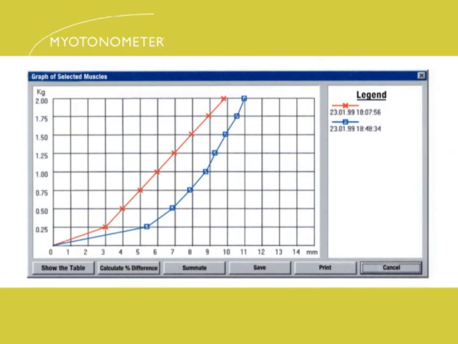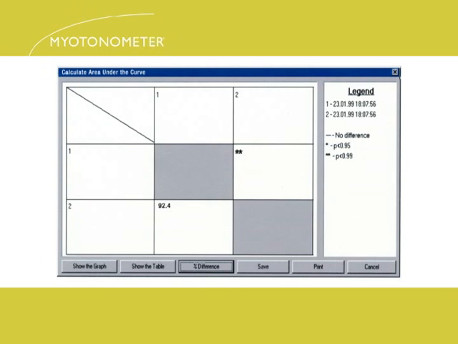The next screen shows an example of hypertonia. In this case, the involved or contralesional muscle was compared to the uninvolved or ipsilesional muscle. Note that the more hypertonic muscle is stiffer or less compliant. Selecting the percent difference tab allows you to quantify the difference.